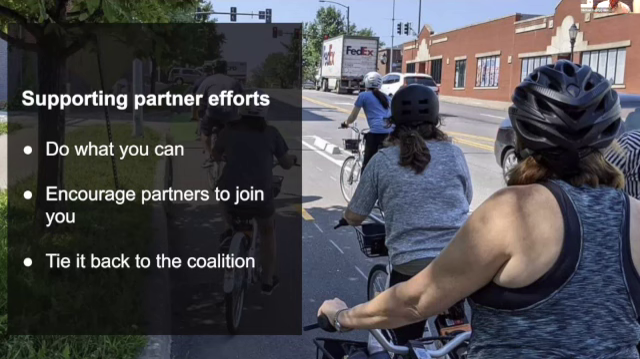If there's something happening with a partner where it makes sense to bring in other members of your coalition, invite them to participate as well. This can be a way to not only bring additional support to a related cause, but it also helps to strengthen overall cohesion and understanding between members of the coalition. And as much as possible, tie indirect work with partners back to the work of the coalition, whether it be in comments, action, or otherwise.